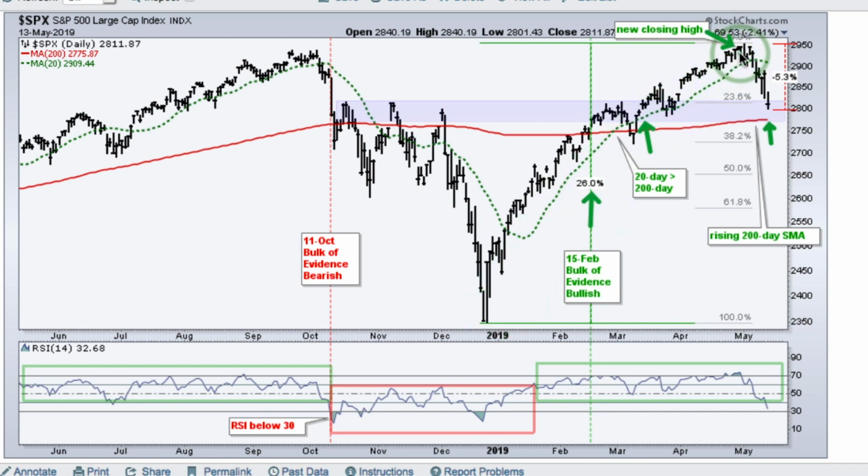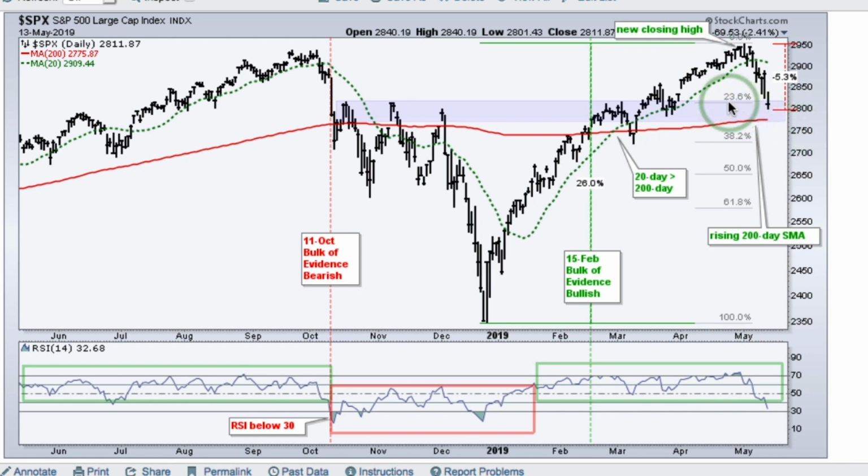So you're entitled to a pullback. I mean, seriously, should anybody be surprised that we got a pullback? Sure, it was sharper than anyone expected. And sure, there's a lot of noise regarding this tariff stuff, but it's a 5% pullback. It's about 1/4 of this advance.